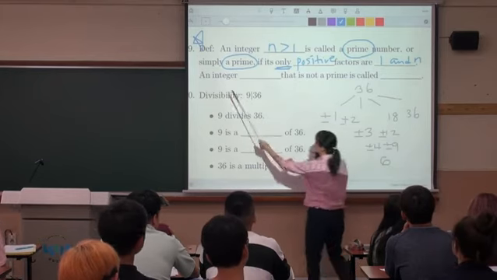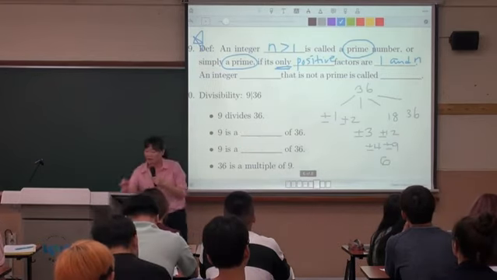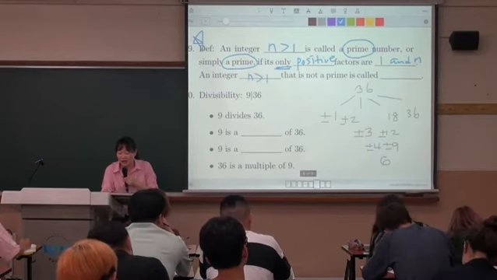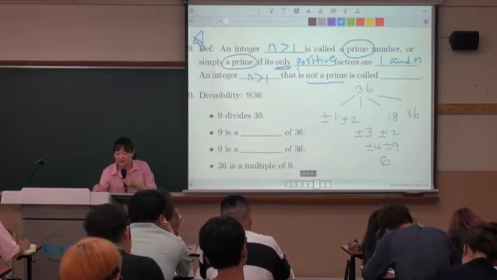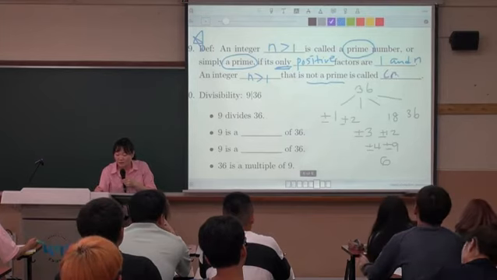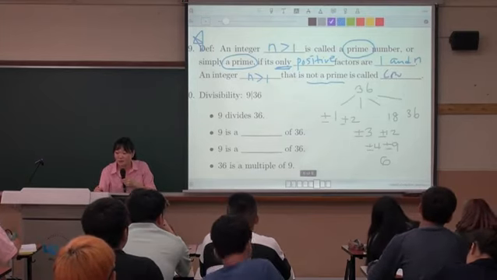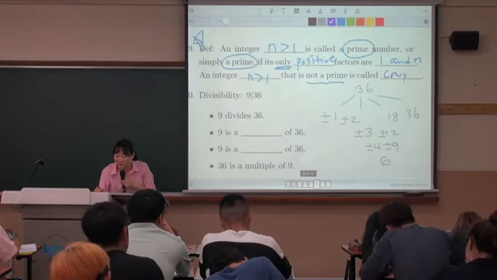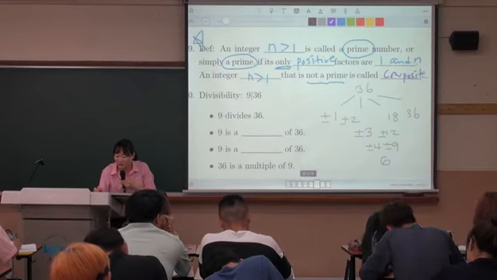So an integer n bigger than 1 that is not a prime is called composite. 복합수, composite. C-O-M-P-O-S-I-T-E.